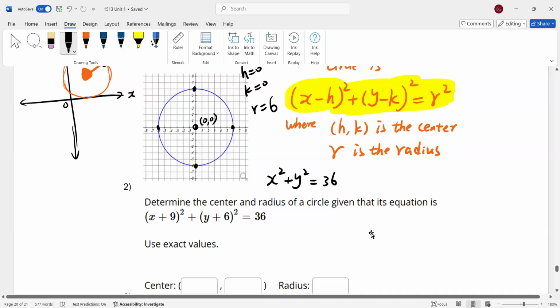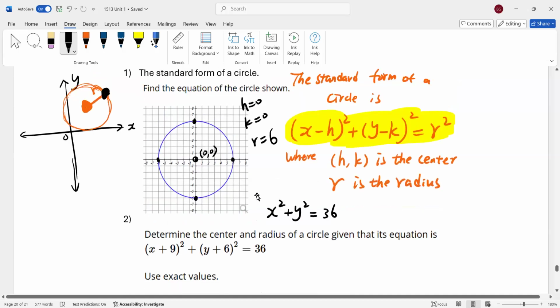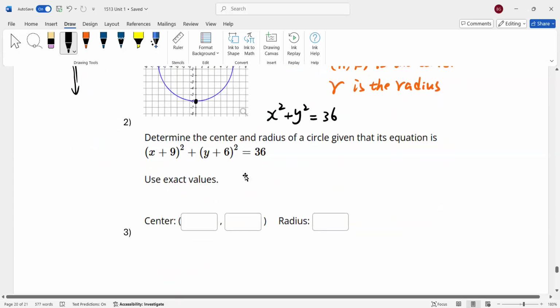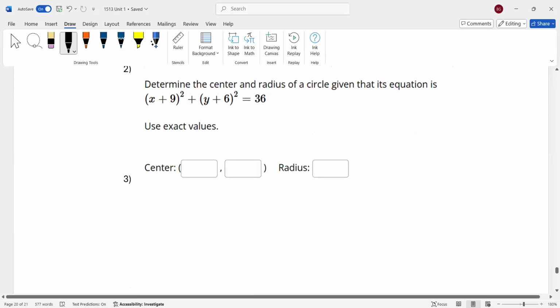Number 2, we're going to do the other way around. Number 1, we are given a graph of a circle, and we write the standard form of the equation representing the circle. Question 2, we'll do the other way around. We are given the equation of the circle in the standard form, we determine the center and the radius, and we can graph it, right?